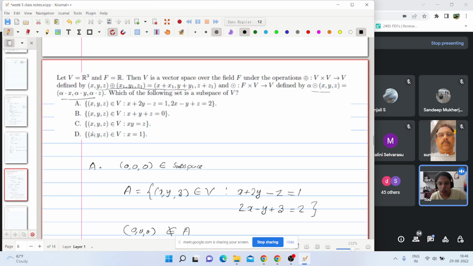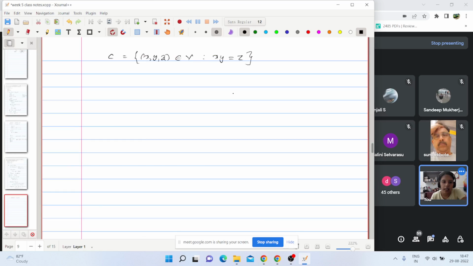Now, let us go to the third one. The set of all x, y, z in B such that x times y equals z. Is this a subspace or not? What is your guess? Any guess?